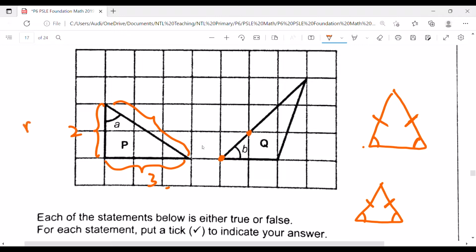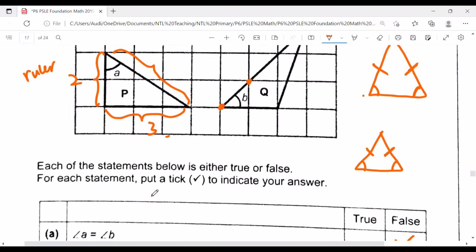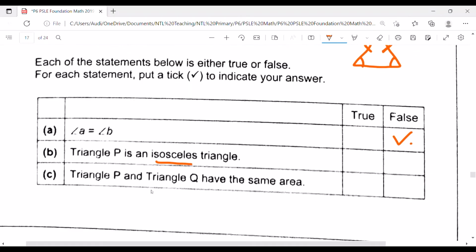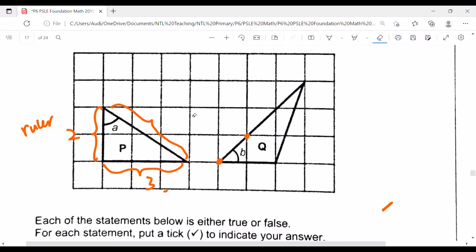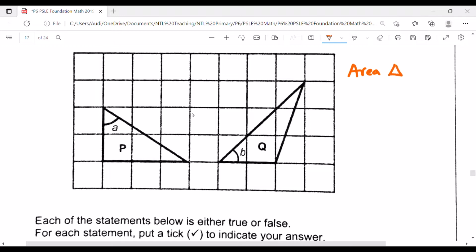Again, what you can do is you use your ruler, measure the sides, and you can know for sure. And you can also use your protractor to measure the angles. So this is false. Triangle P and triangle Q have the same area. We're looking at statement C now. Area of triangle. Let's clear this up first. Let me erase all of this. What is the formula for area of triangles? To find the area of a triangle, the formula is half times base times perpendicular height.